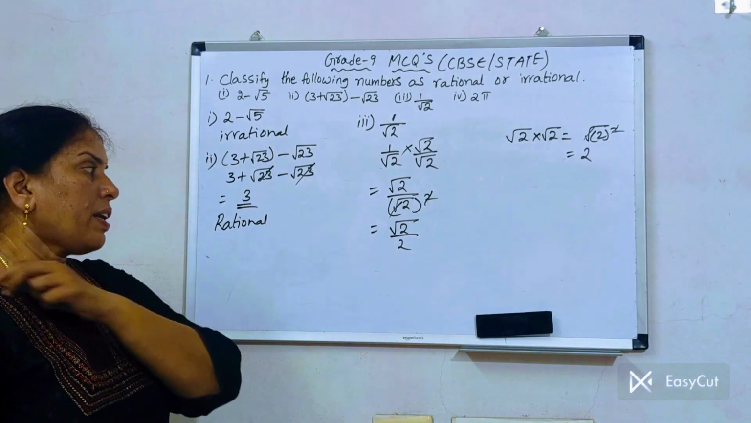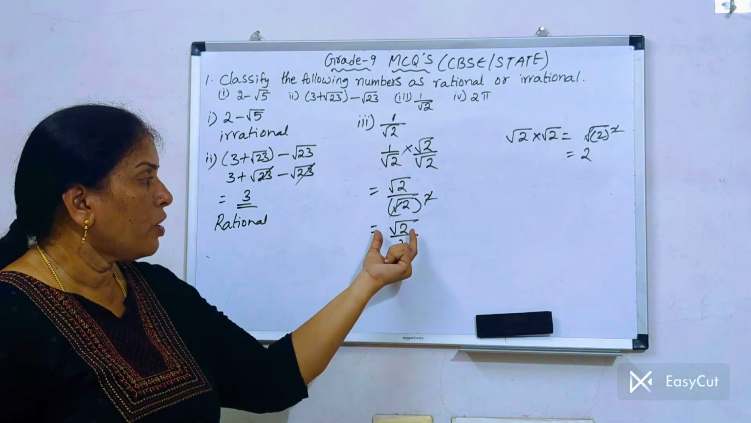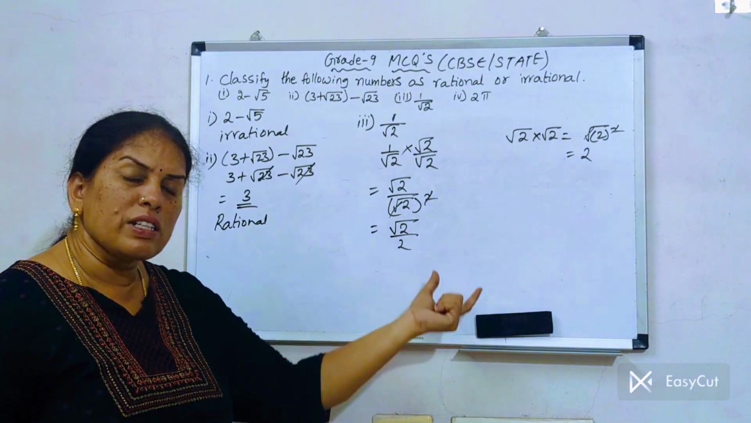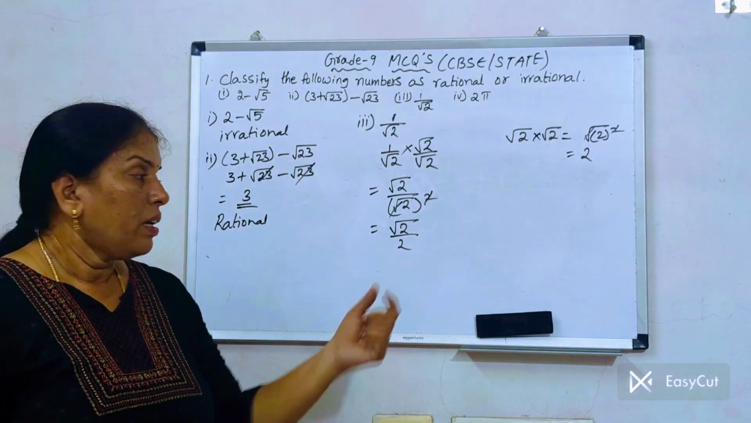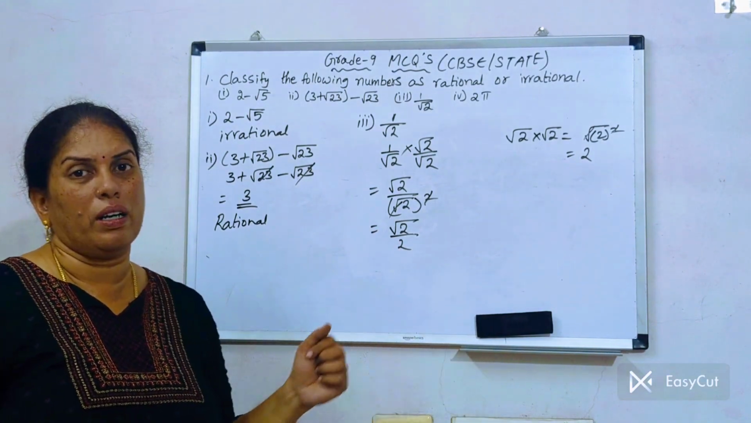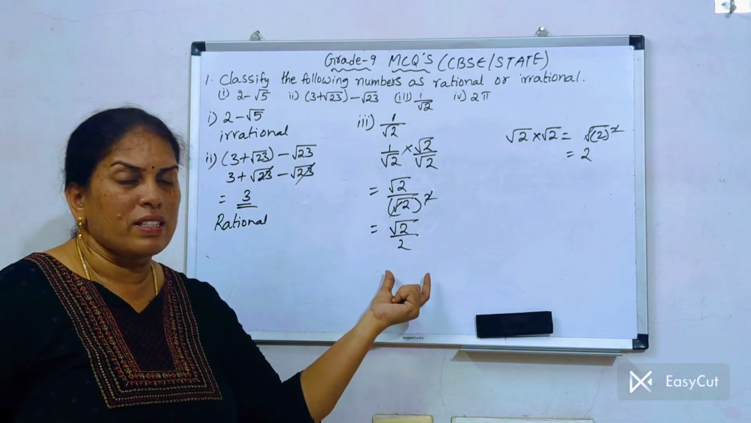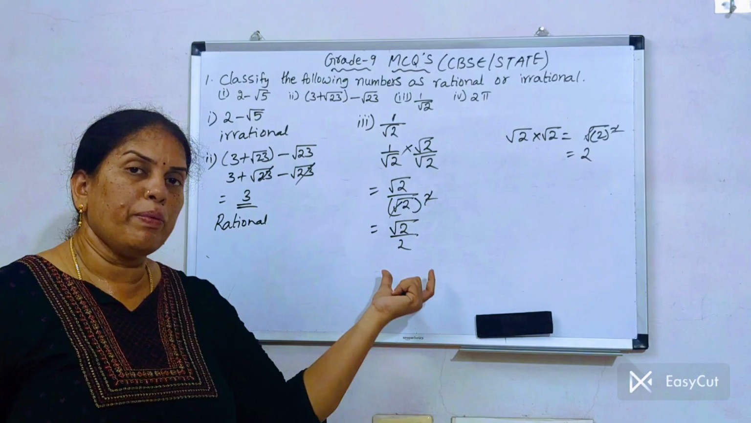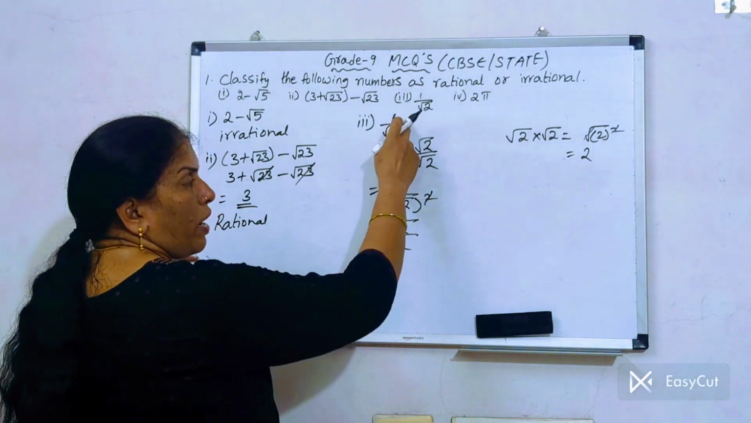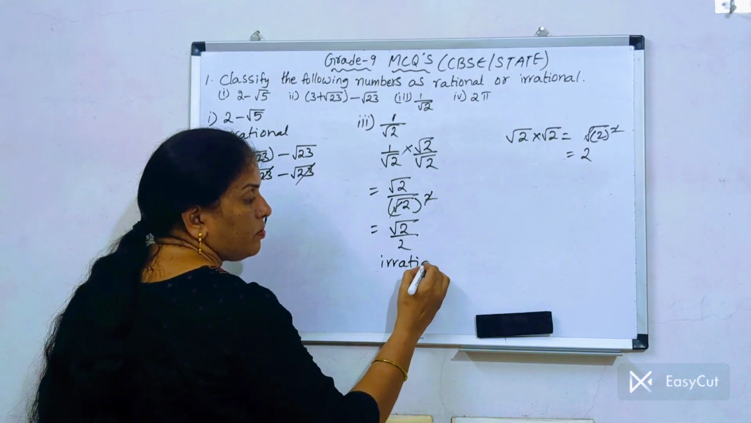All of you see here, children, this is the number. If you observe, root 2 is there in the numerator. Is root 2 an irrational number or a rational number? Root 2 is an irrational number. If we divide by 2 also, does the division end? No, it does not end. It will be a non-terminating decimal. So, 1 by root 2 is an irrational number.